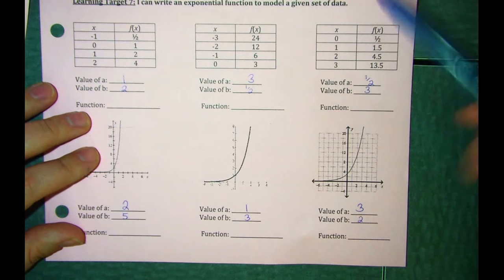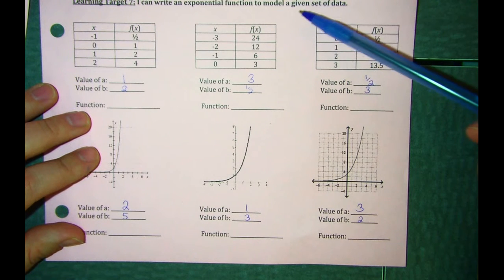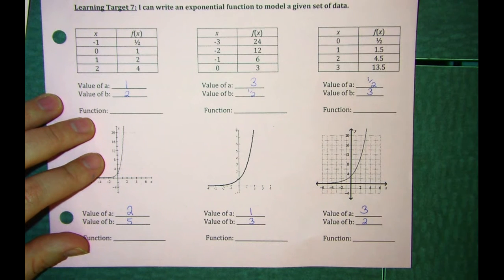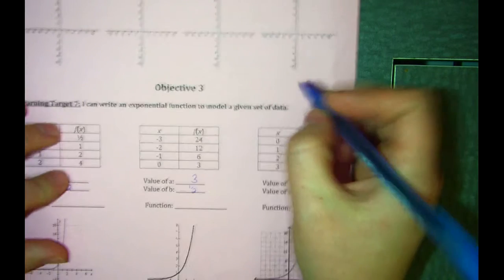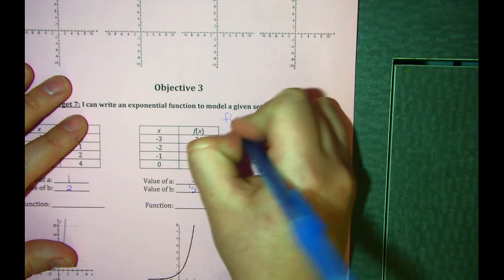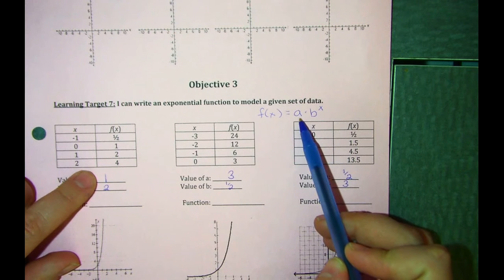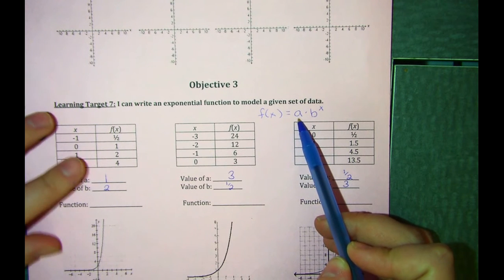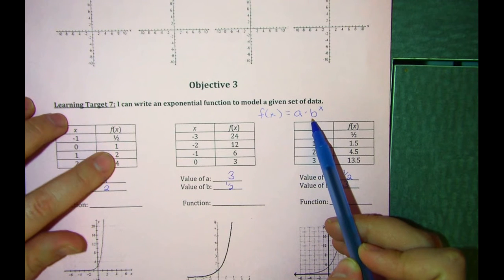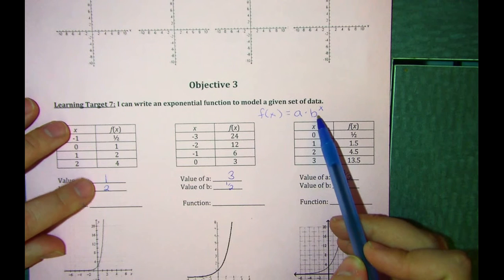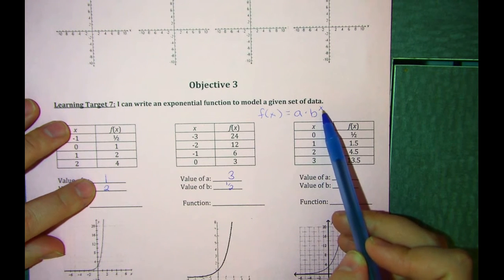Now, learning target 7 talks about writing an exponential function to model a given set of data. We're essentially just taking these values and plugging them in for A and B. Because an exponential function follows this blueprint, you could say, A times B to the x power. So whatever our value is for A, we put that right there, and that's like the starting number. And then whatever the value is for B, what we're multiplying by each time to get to the next number, that goes there. So essentially we're taking our starting number and we're multiplying it by a number however many times we want. That's the x, is however many times.